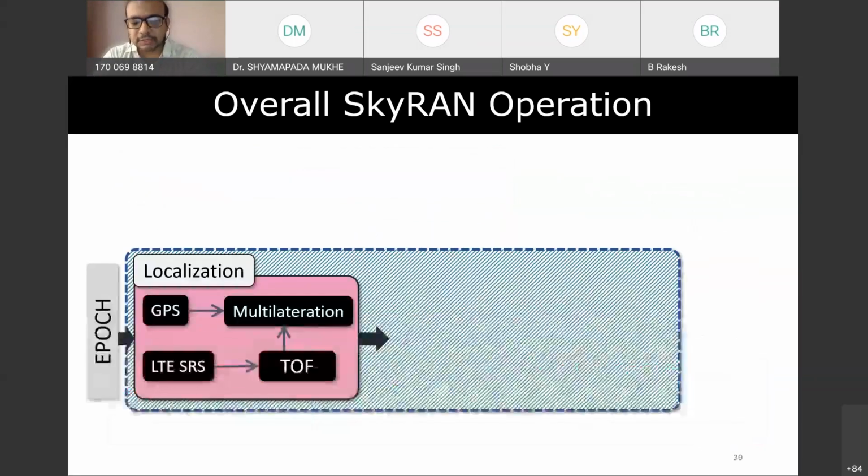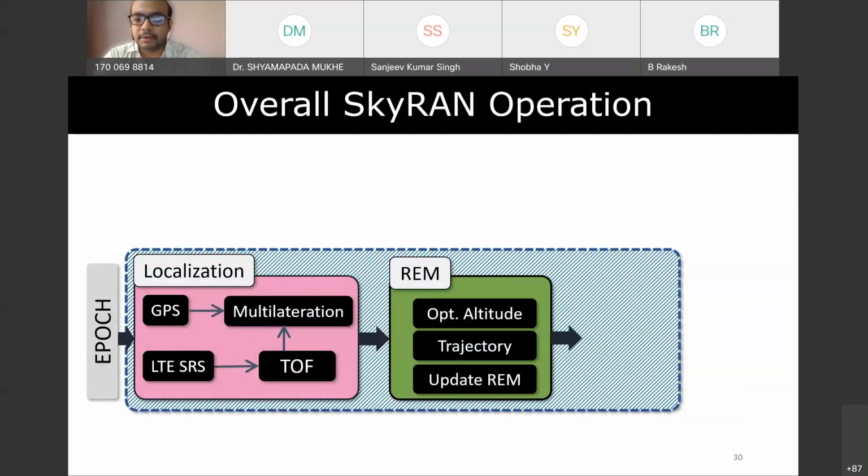And just to summarize what we do, we operate this in epochs. In the first phase, we do a localization. How do you do the localization? The drone has access to GPS, as well as it calculates the time of flight information from LTE or Wi-Fi, whatever be the technology. And then it does a multilateration to compute the location of the clients. That is part one. Now, once you know the location of the clients, you have to calculate the REM. Okay. So for doing that, we do three things. First is we go to an optimal altitude. We know at what height I should operate.